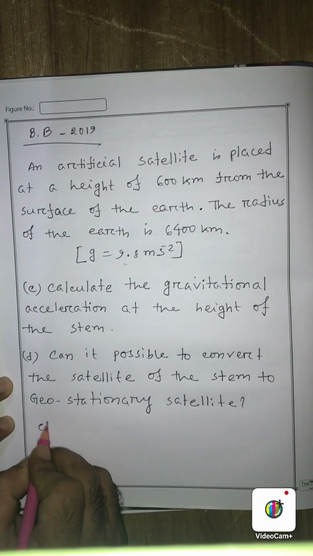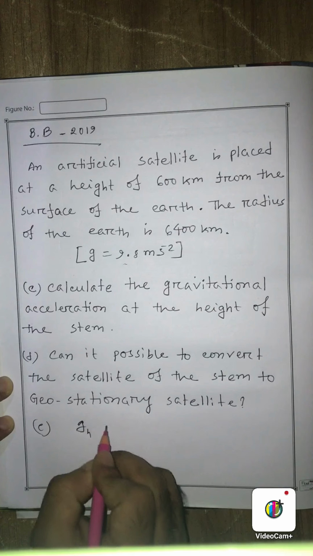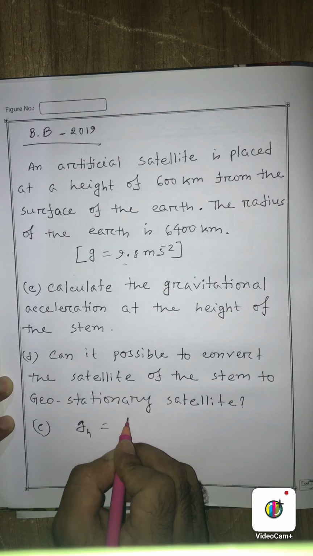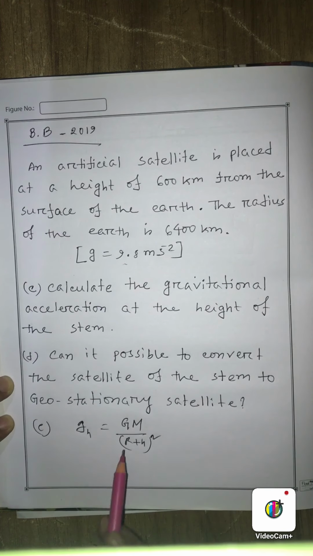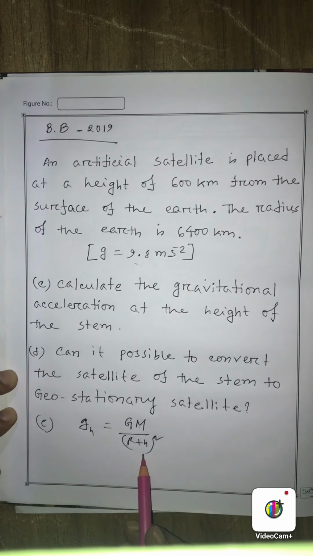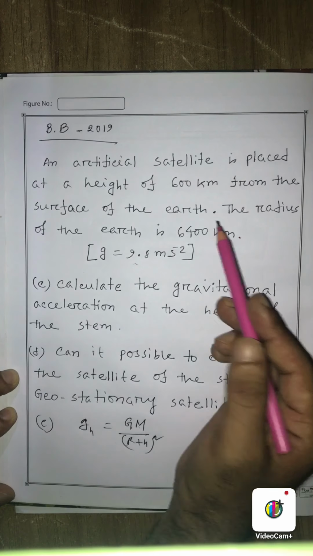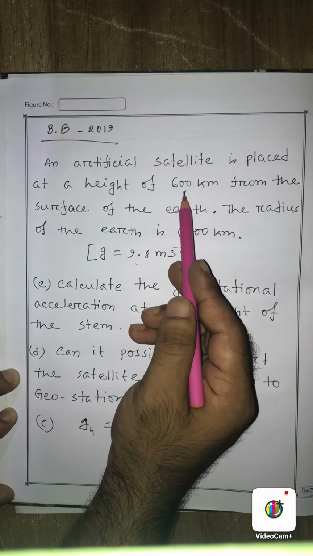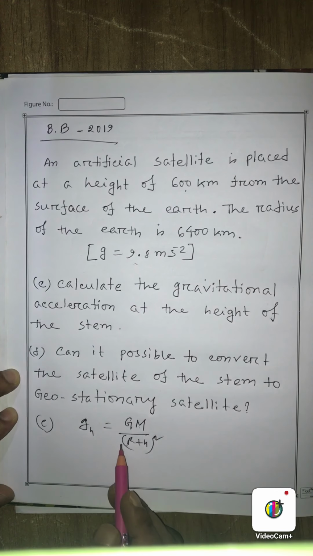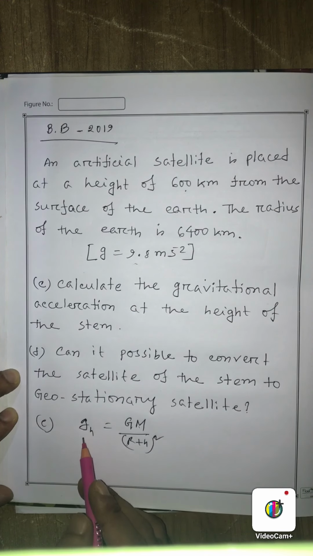At a certain height, the gravitational acceleration is GM divided by (R plus H) whole squared. Here M is the mass of the earth, R is the radius of the earth, and H is the height. The height is 600 kilometers, which is converted into meters. By using this formula, we calculate the gravitational acceleration at a certain height from the earth's surface.